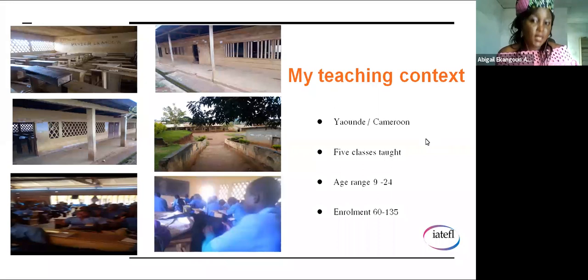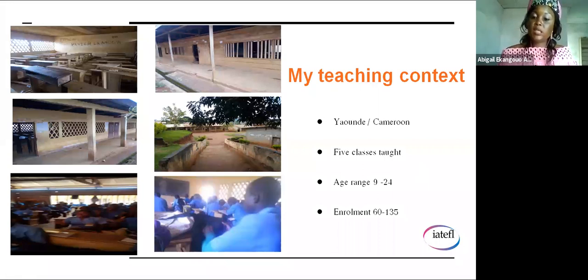Last academic year, I taught... I had a slight mistake with my slide. So last academic year, I taught 5 classes, 4 of which were examination classes. I had 2 level 4 secondaries and 2 level 6 secondaries. The age range of my students varies between 9 and 24 years, and the enrollment per class varies between 60 students to 135 of them.